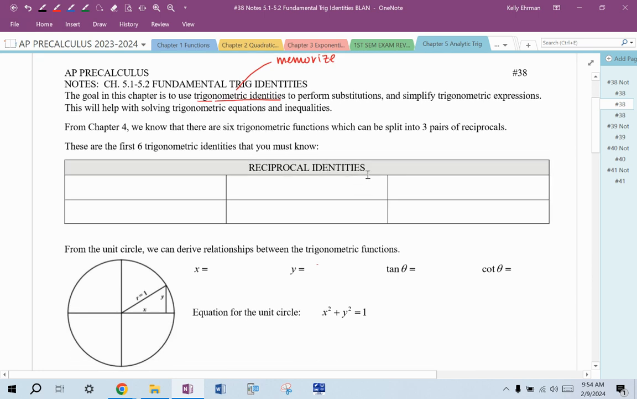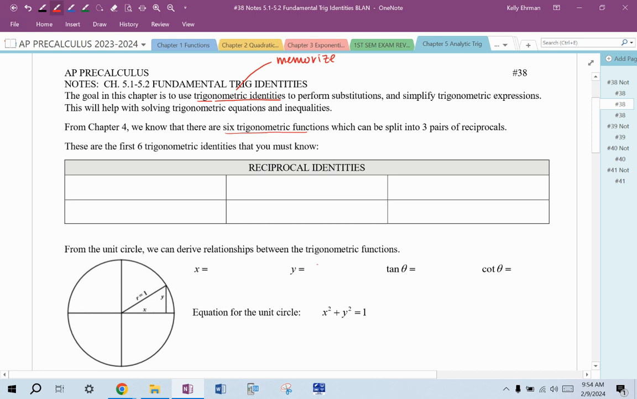So back in chapter 4, we learned about 6 trig functions, and we know which pairs are reciprocals of each other. So these are the first identities. They're called reciprocal identities that you need to use. You won't need to be able to name the identities, like you don't have to know that these are called reciprocal identities. You just have to be able to use them.